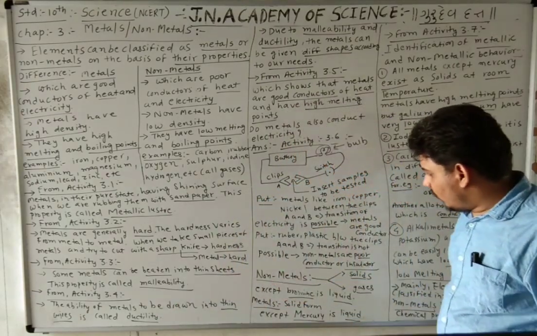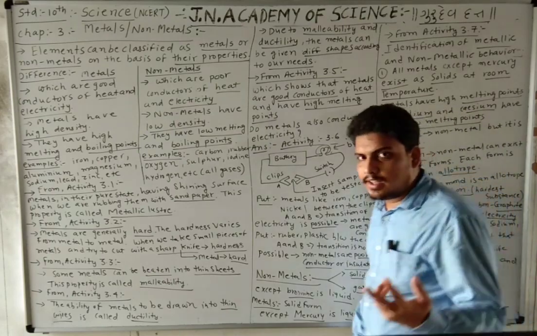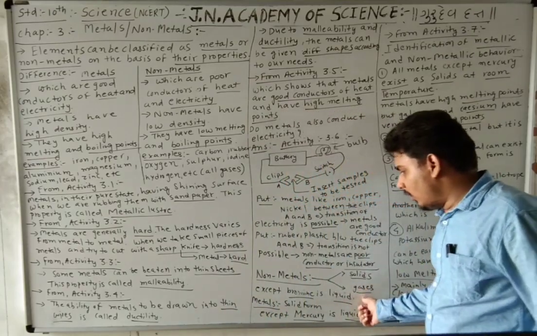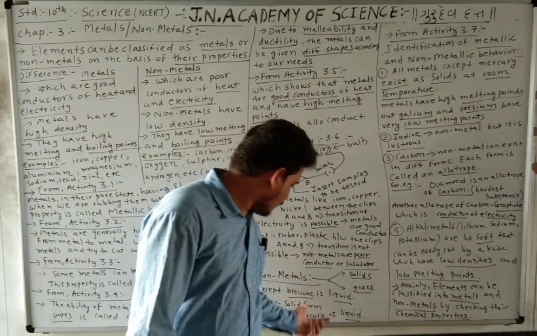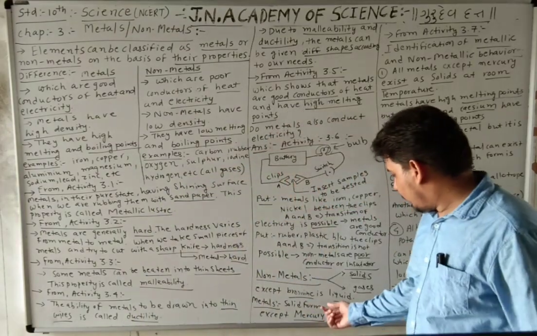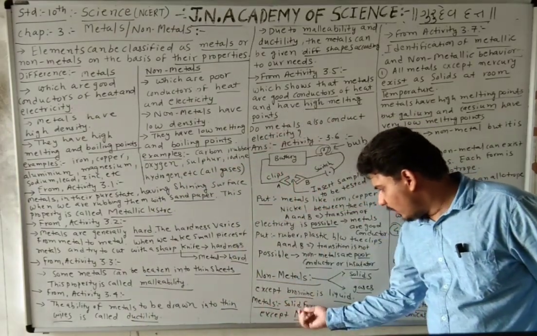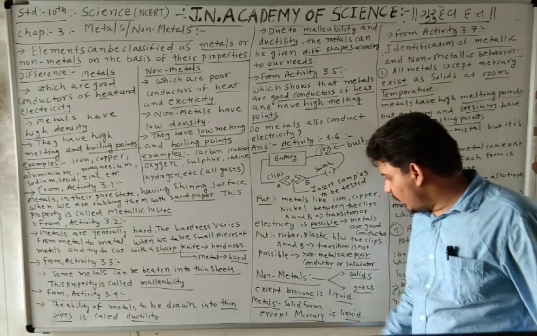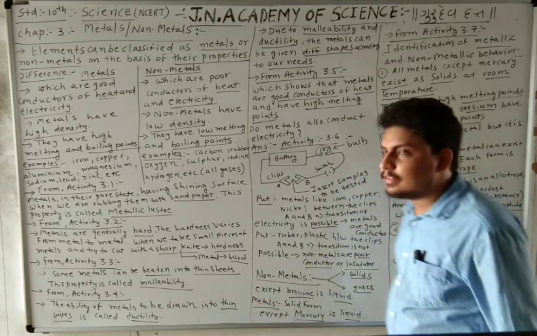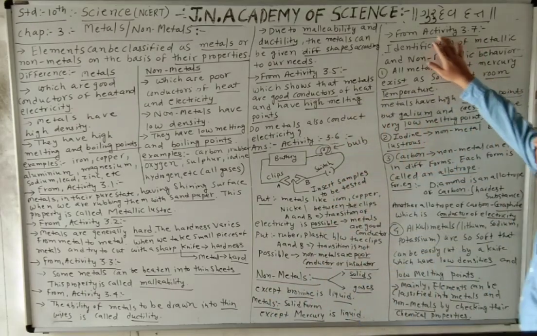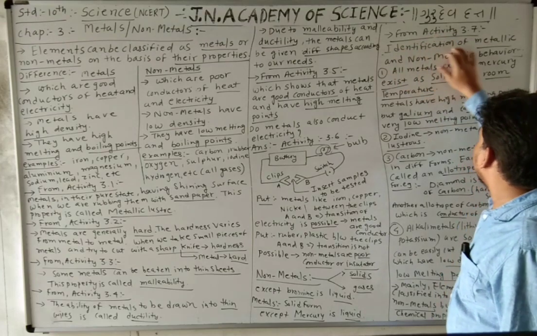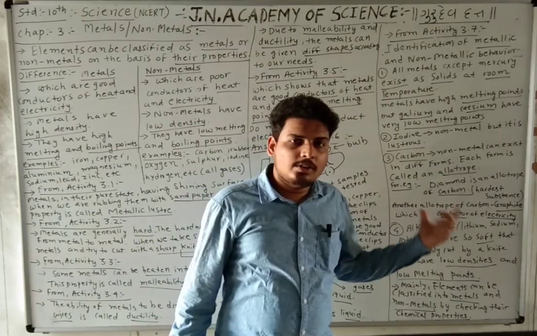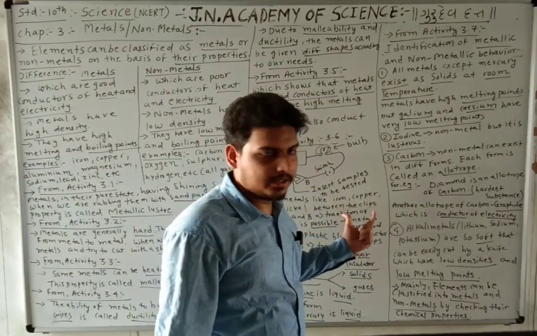Then we are talking about non-metals. Non-metals are mainly in two forms, solids and gases, except bromine, which is in liquid form. Metals are mainly in solid form, except mercury, which is liquid. These are the exceptions for non-metals and metals. Then from activity number 3.7, identification of metallic and non-metallic behavior. These are the main topics related to our chapter.